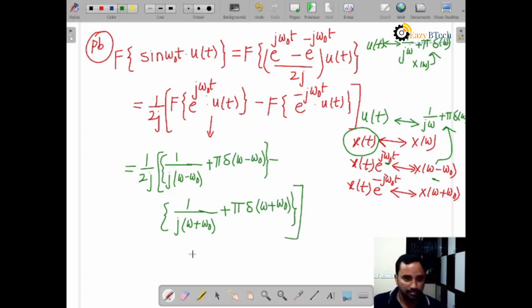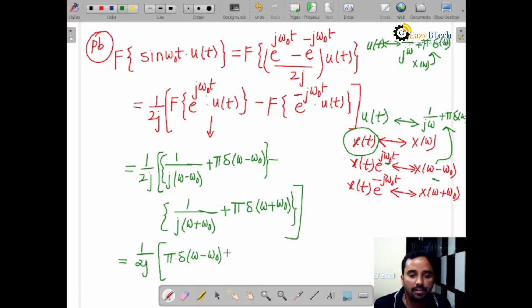So we can do the simplification. 1 by 2j times: pi delta of omega minus omega naught, minus pi delta of omega plus omega naught, plus 1 by j(omega minus omega naught) minus 1 by j(omega plus omega naught).